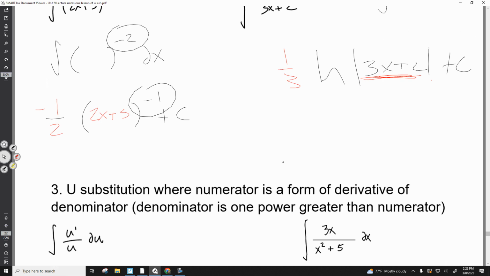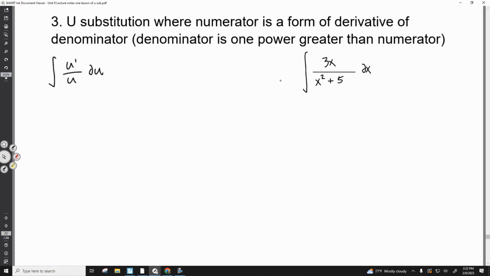Look at the one on the bottom right of this page. It becomes a little trickier to identify when it's not just 1/3x plus 2. When you have x's divided by x's. But here's what I want you to try to recognize, is that the numerator is a version of the derivative of the denominator.